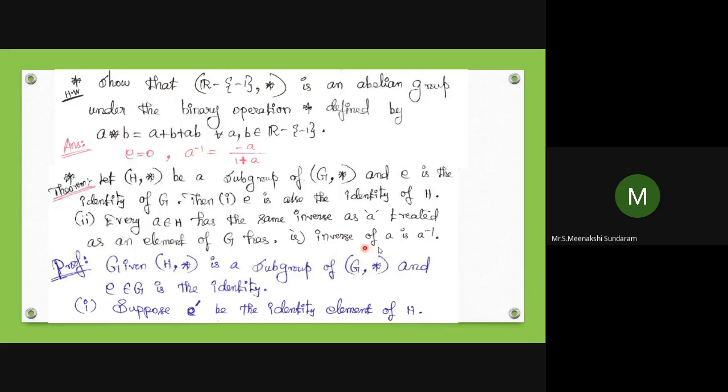Like etc. That is, inverse of A is A inverse. Given H comma star is a group of G comma star. We have chosen H comma star as a group of G comma star. And the identity E belongs to G is the identity. Suppose E dash is the identity element of H. Actually, E is the identity element of H, and we need to show that. Now, by the contradiction method, I want to show that E dash equals E, and the conclusion follows.